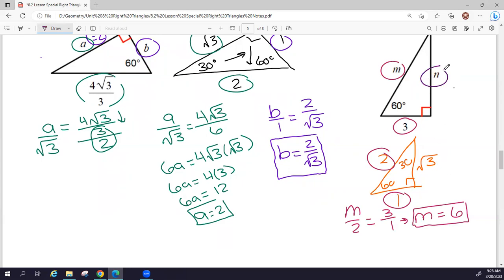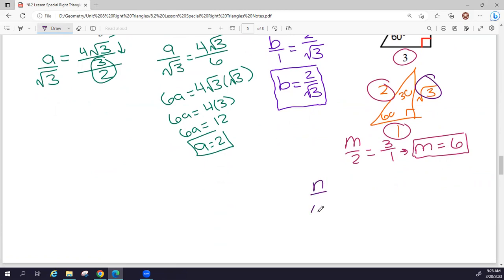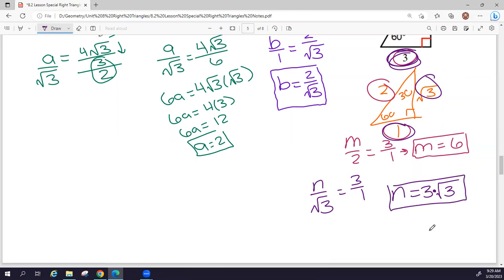I can do the same thing for n. N matches with root 3. So I'm going to write a fraction n over root 3. And then I'll use this side again. 3 matches with 1. So 3 divided by 1 again. And again, I can cross multiply. N times 1 is n. 3 times root 3. That's going to give you a decimal. So we want to leave this in simplest radical form. So I'm just going to write it as 3 root 3. There's multiplication in there, even though we won't write it. And that is good enough for that.